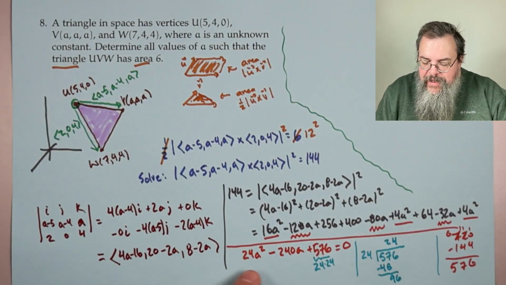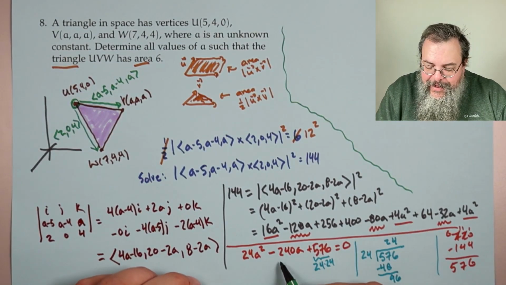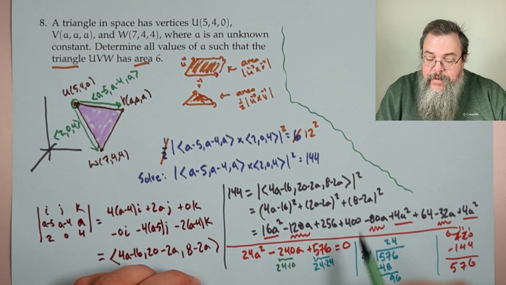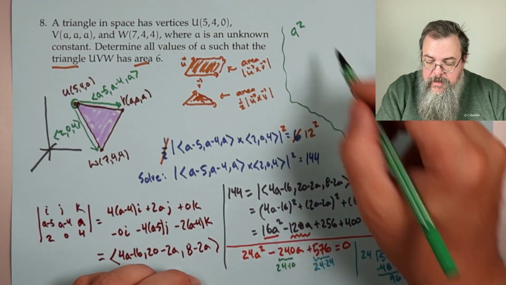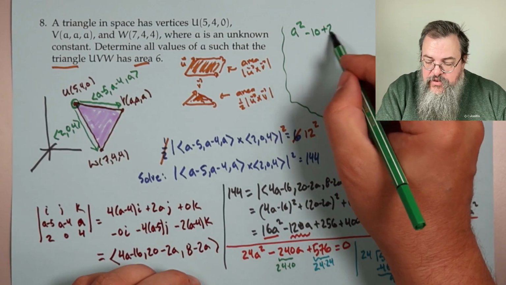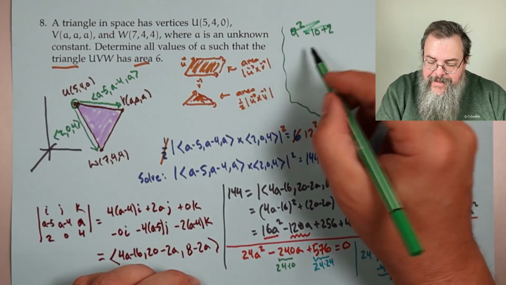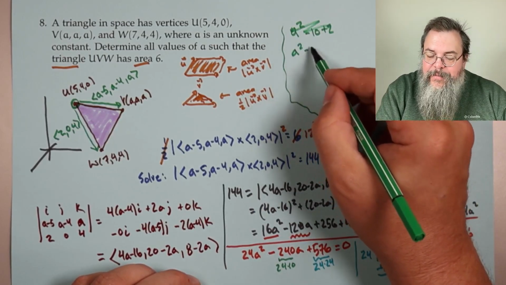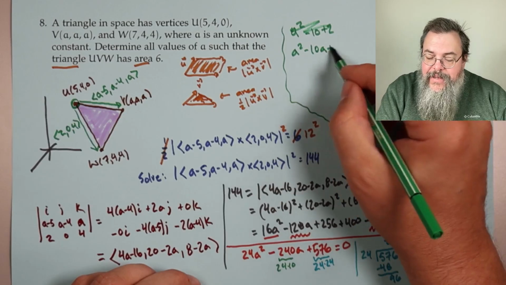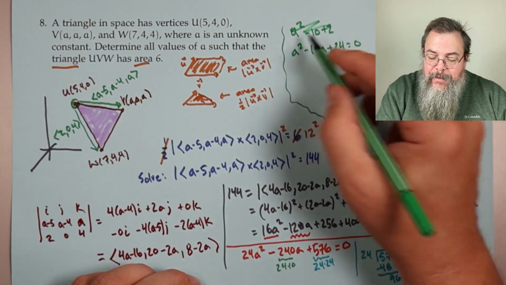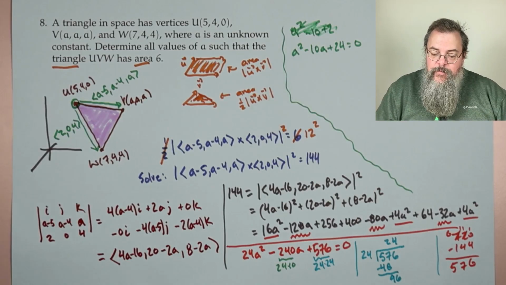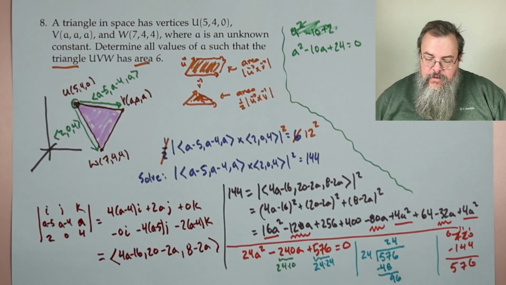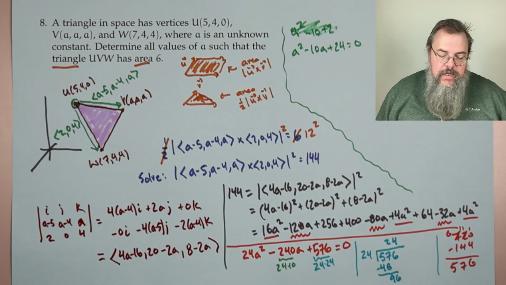Okay, so let's clean this up because everything has a factor of 24. Right? Even that's 24 times 10. So divide out by 24, and we get to the conclusion that we need a squared minus 10a plus 24. I can do this. A squared minus 10a plus 24. There we go. Equals 0. I forgot my a for the 10. All right. Well, cool.